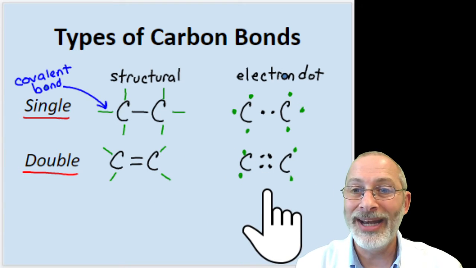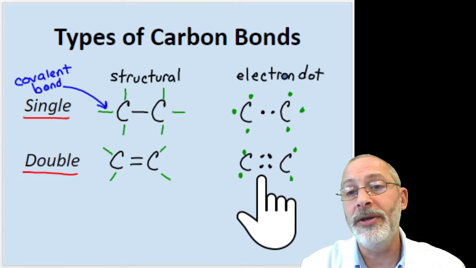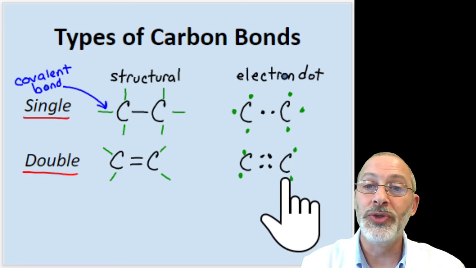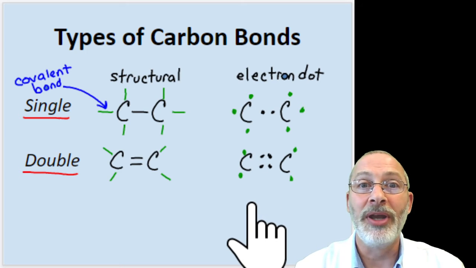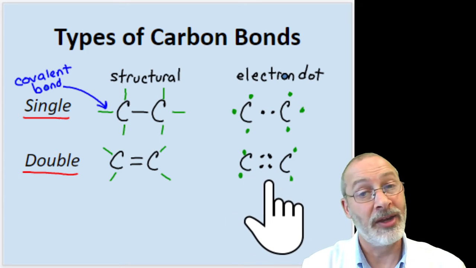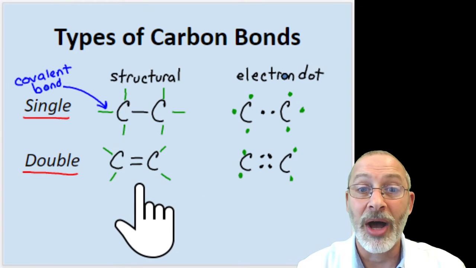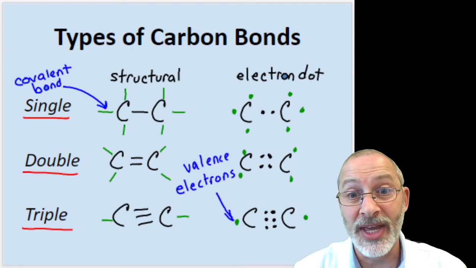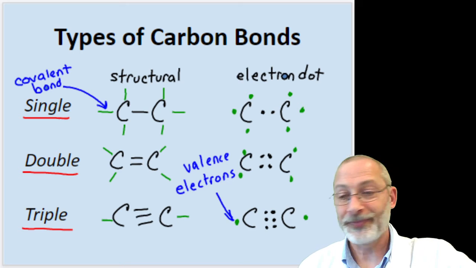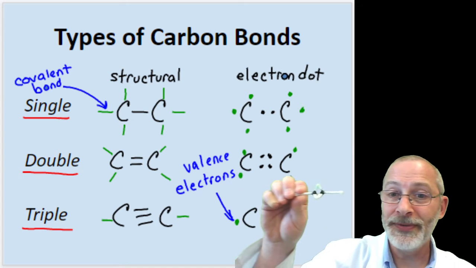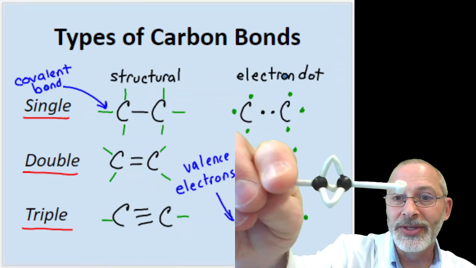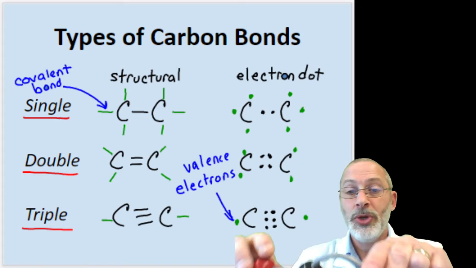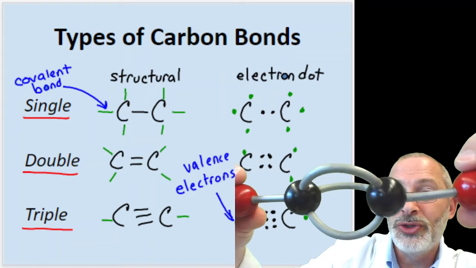In the electron dot formula here, every carbon's got 1, 2, 3, 4. This carbon has 1, 2, 3, 4. Every carbon has 4 valence electrons and can form 4 covalent bonds. Hopefully you're catching on to this, and the next illustration should make sense to you. Here's a triple bond. Remember in our models, I'll hold this closer so you can see it a little bit better, we've got the 3 rods connecting the 2 carbons.